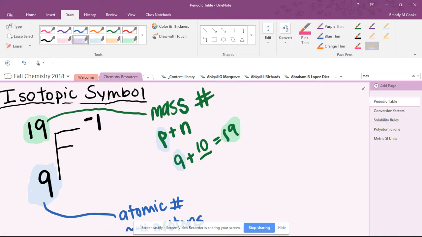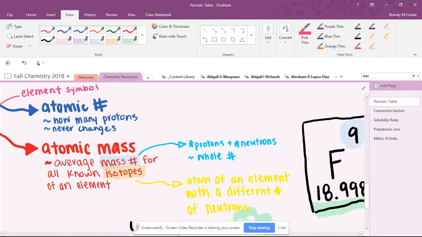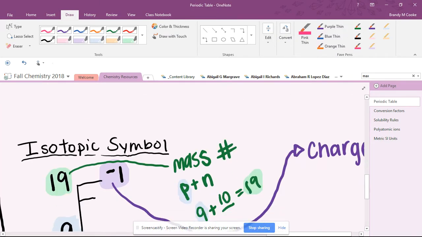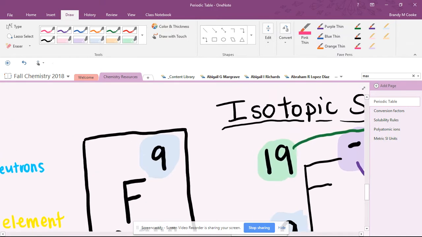And then finally, this little guy right here. This number at the top, I'm just going to swing over here for these notes. This number represents the charge. And a charge means it has a positive or negative charge. It's no longer neutral. Over here, if we look at the periodic table square, I know that this fluorine has 9 protons, right? And if it has 9 protons, well, then it must have how many electrons? 9. It has to have 9.